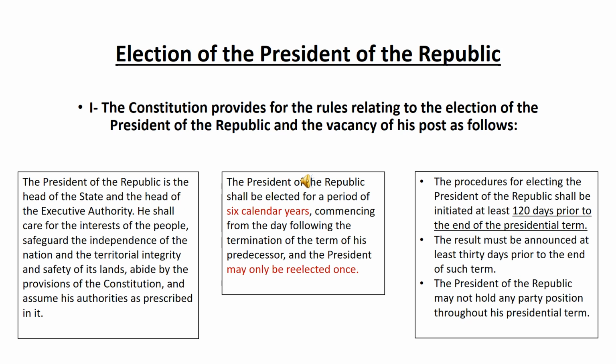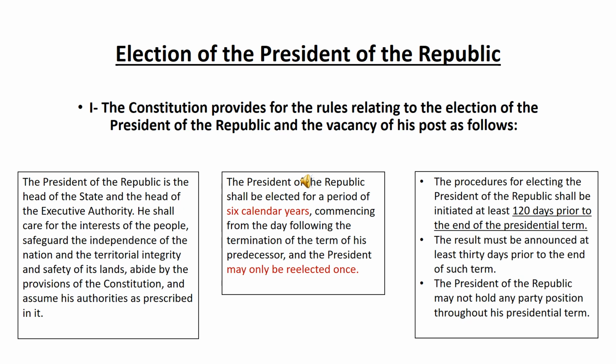Moving on to the election of the President of the Republic. The Constitution provides for the rules relating to the election of the President of the Republic and the vacancy of his post as follows. The President of the Republic is the head of the state and the head of the executive authority, and we agreed on this part in the previous lectures and tutorials when we took the three authorities that exist in a country: the executive authority, that includes the President, and then the Prime Minister, and then the government. So we agreed before that the President of the Republic is at the top of the executive authority.